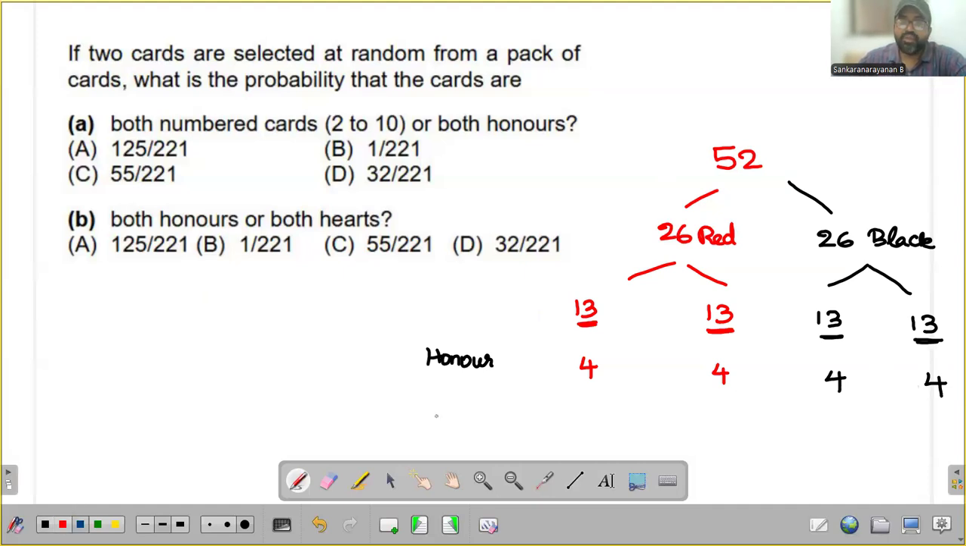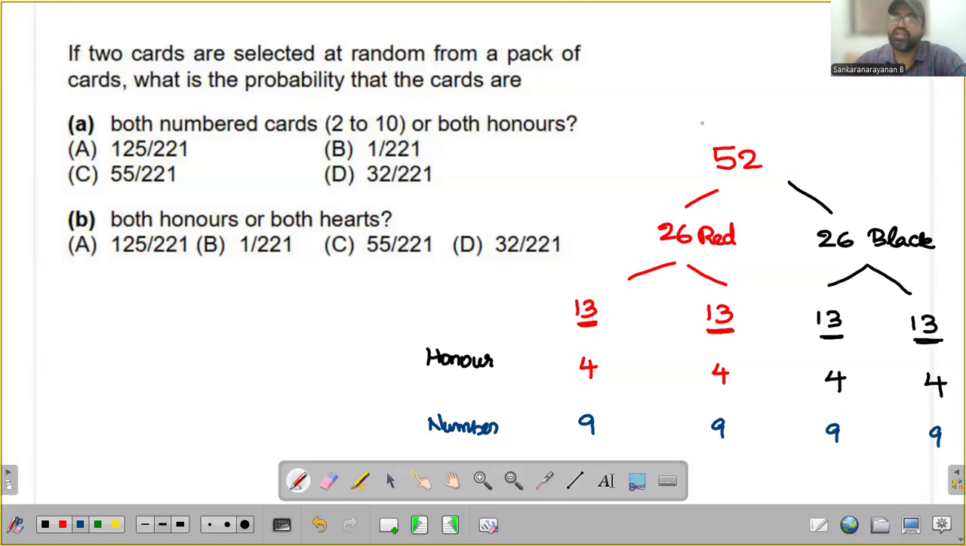Now, the number cards, when I am considering, you can see that 13 minus 4, that is 9. 9 number cards are there. So we can write it 9, 9, 9 and 9. Altogether, 9 fours are 36.